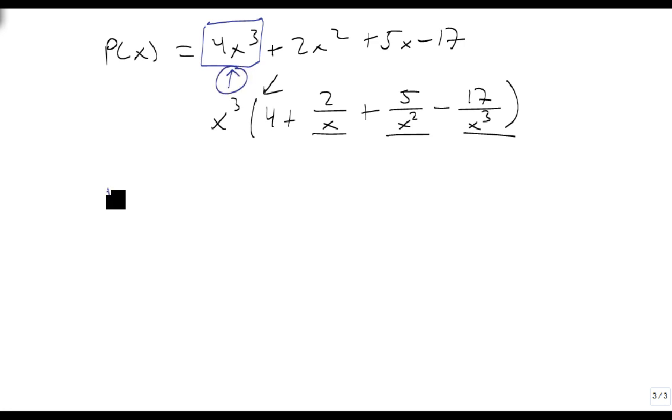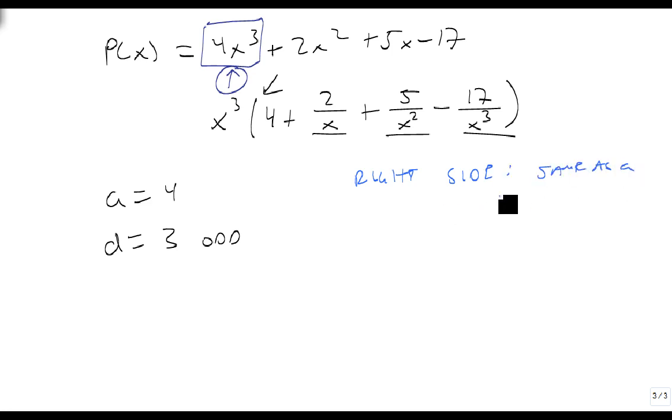So the power function for 4x cubed tells us that a is equal to 4 and the degree is 3, so it's odd. So we know that on the right side it's the same as a, so the right side is positive. The left side, since our degree is odd, is the opposite. So it's negative.